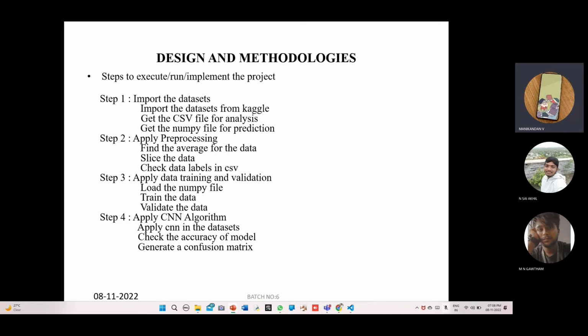CSV file and NumPy file, and apply our pre-processing technique. We are going to find the average and slice the data, and check whether the data labels are in the CSV or not, and we are going to apply data training and validation by loading the NumPy file, training the data and validating. After that, we are going to apply the CNN algorithm, check the accuracy and generate a confusion matrix.